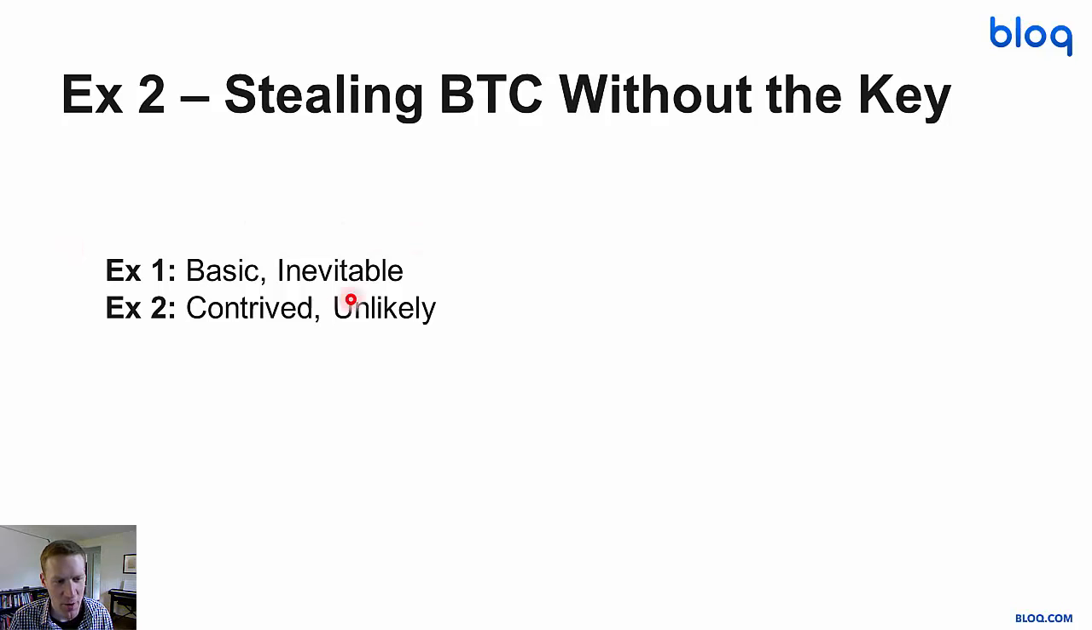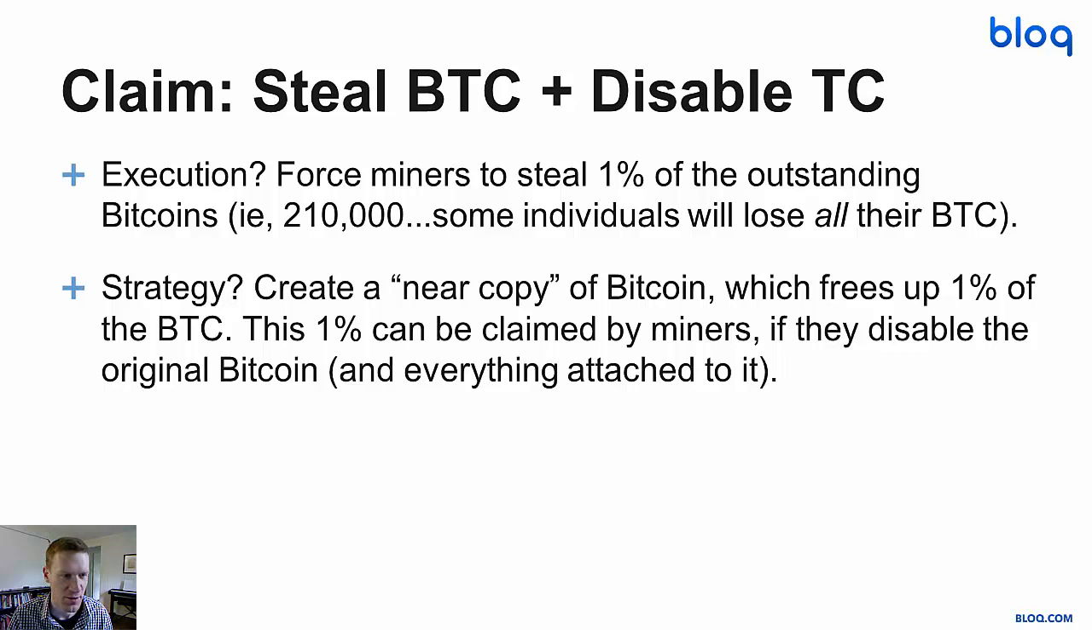So example number one was basic and inevitable, and it's very serious. But this one is deliberately kind of contrived and kind of unlikely and kind of fatuous, for lack of a better word. This is just me having fun, so feel free to skip this video in its entirety if you're not into that kind of thing. But I just thought I'd have a little bit of fun and see how far I can push the boundaries of permissionless implementation and Turing completeness.